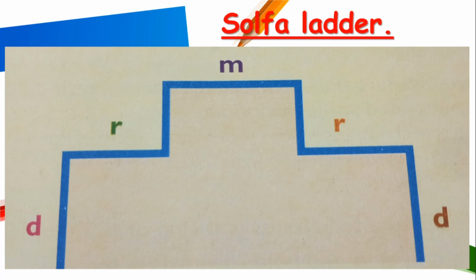Solfa ladder. Are we together? Yes. In the Solfa ladder, you can see it has these notes. Let's say together. Do, re, mi. Do, re, mi. Now again we should go downward, starting from mi. Let's do together. Mi, re, do. Repeat. Mi, re, do. Good.